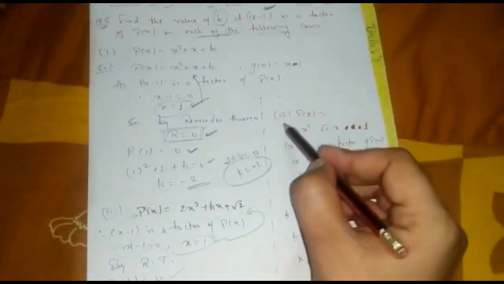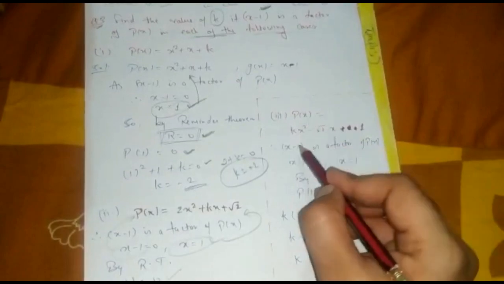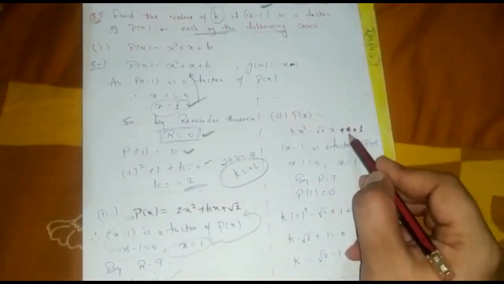Here is one more question related to the same. p(x) is equal to kx square minus root 2x plus 1.